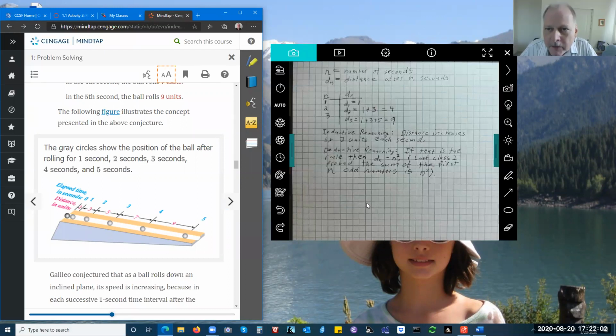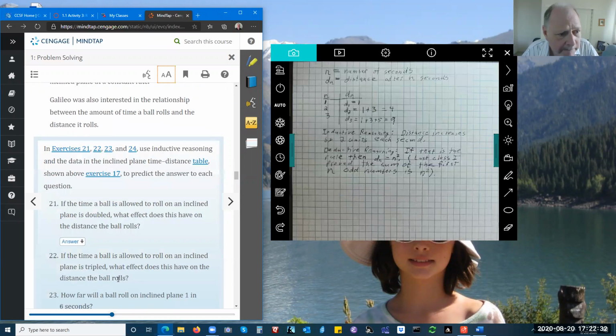So what I just wrote, for the audio transcript that's being made as it's being recorded, is: if that's the rule, that the distance increases by 2 units each second, then the distance is n squared, and that's deductive because last class I proved that the sum of the first n odd numbers is n squared. Okay.